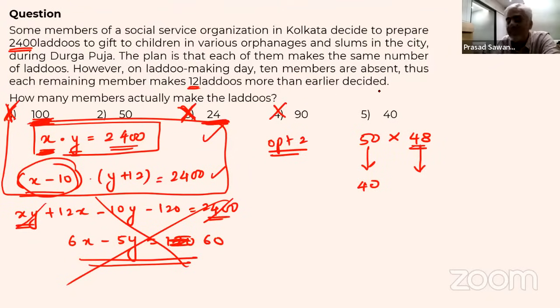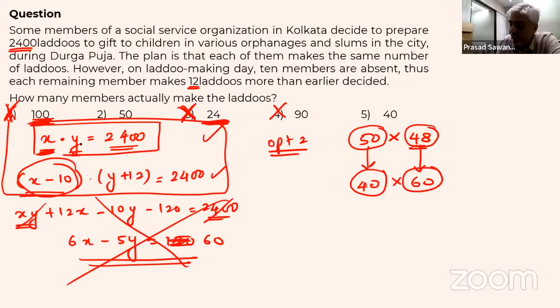So the option is x minus 10 actually. So 40, and this becomes how much? 60. Does it tally? Yes. When x was 50, y was 48. When x is 40, y is 60. It is increasing exactly by 12, which means this is correct. But they've asked for this value. And therefore the answer is the fifth option, not the second option.